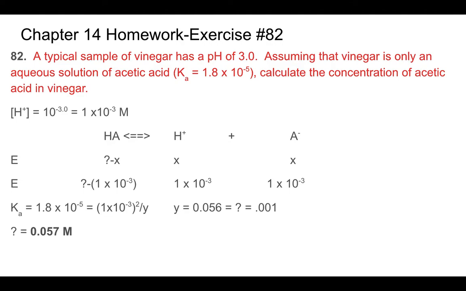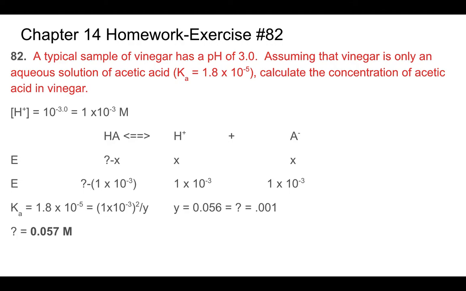82, typical sample vinegar has a pH of 3. And find the concentration. So this is kind of weird. I went straight to the equilibrium. Whatever the molarity is, it's going to be minus X for the HA, X and X for the H+ and A-. But if we know the pH is 3, we know the H+ is 10 to the minus 3. So that means X equals 10 to the minus 3. So I have 1 times 10 to the minus 3, 1 times 10 to the minus 3, and then some unknown molarity minus 1 times 10 to the minus 3 for the molarity of HA.